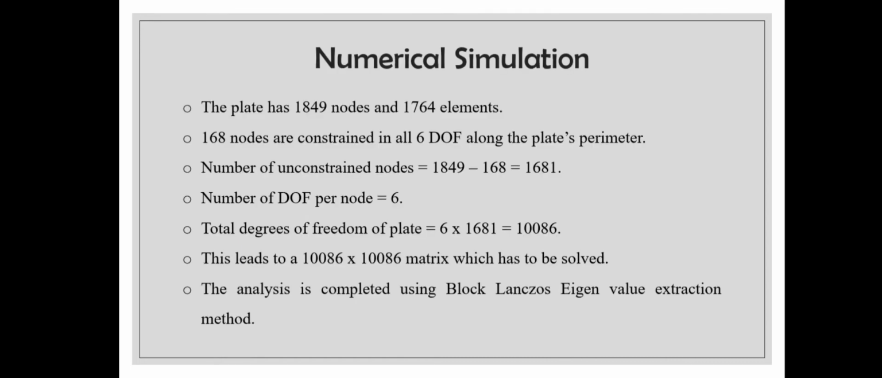So the plate has 1849 nodes and 1764 elements. However, there are certain nodes that are constrained and will not be taking part in the simulation. So we need to subtract those and multiply by the degrees of freedom per node to get the total degrees of freedom of the plate, which finally leads us to the matrix that has to be solved. In this case, it's a 10,086 by 10,086 matrix, which will be solved using the Block Lanczos eigenvalue extraction.